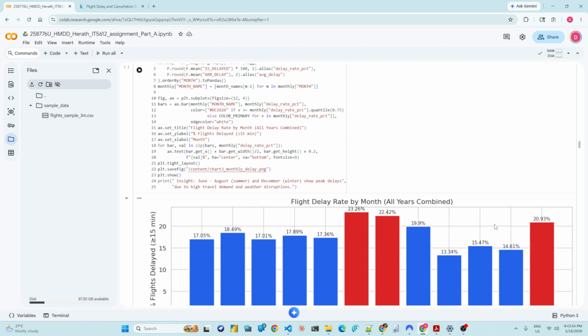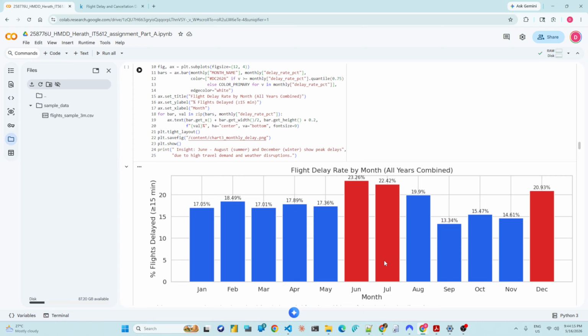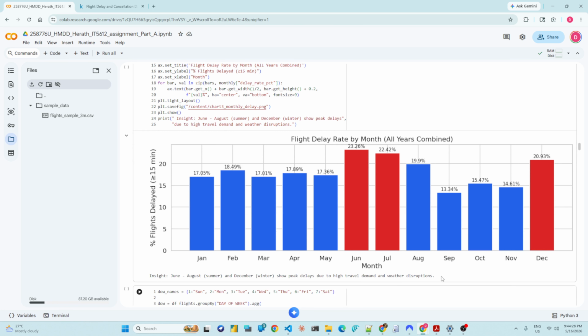The next plot is a bar chart that shows the delay rate broken down by month, with years combined. I highlighted the top quartile months in red. The pattern clearly shows that summer, June and July, has the highest delay rates. Then December again, which is due to weather disruptions, because this dataset comes from the United States.